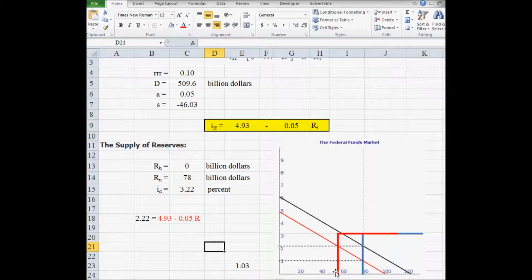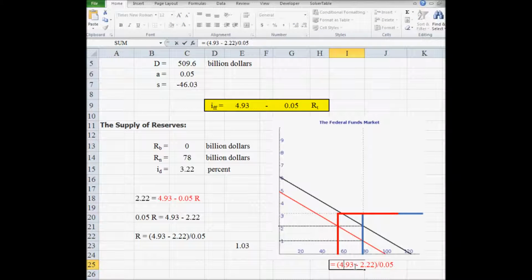To calculate this value here, we want the interest rate to be 2.22 because that's the target. And we want to know what the reserves are at that value. So we set the target 2.22 equal to the new demand curve, 4.93 minus 0.05 R. So we have subtracted 2.22 from both sides of the equation and added 0.05 R to both sides of the equation. Next, we divide both sides of the equation by 0.05.